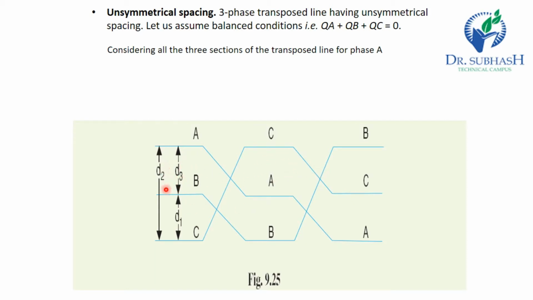Here the distance between A and B, as we see in the figure, is D2. Now the distance between B and C is D3. And the distance between A and C is D1. So the distances between these conductors will change, so the average potential will be the same value.